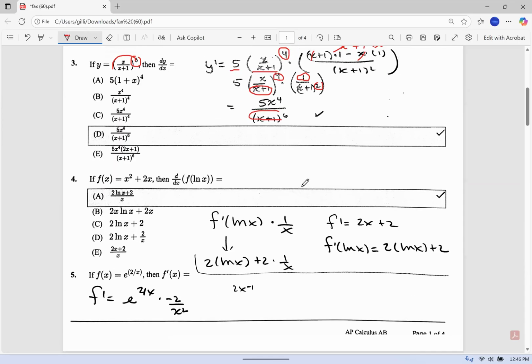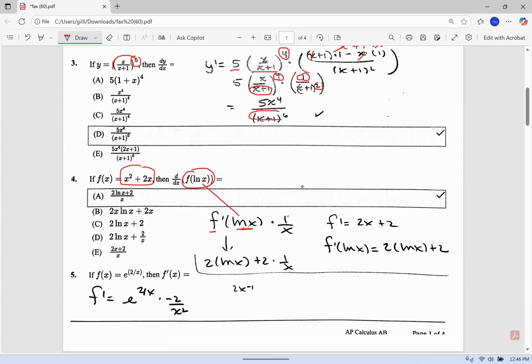Number 4 is a very common question that comes up on the exam. We want the derivative of this function within a function. So the derivative of the outside is f prime. I'll repeat the inside, which is ln x, times the derivative of the inside, which is 1 over x. So now I need the derivative of f at ln of x.